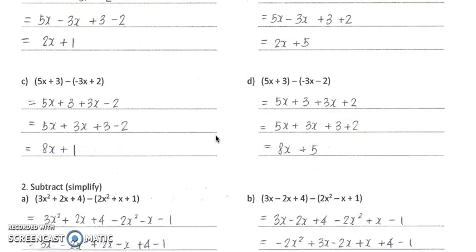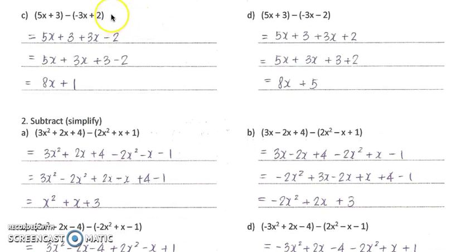C. We have 5x plus 3 minus the group negative 3x plus 2. So 5x plus 3 stays. The group being subtracted, I have minus minus 3x, so plus 3x. I am minus plus 2, I have minus 2. Collect like terms. 5x plus 3x plus 3 minus 2. 5x plus 3x is 8x. Plus 3 minus 2 is plus 1.